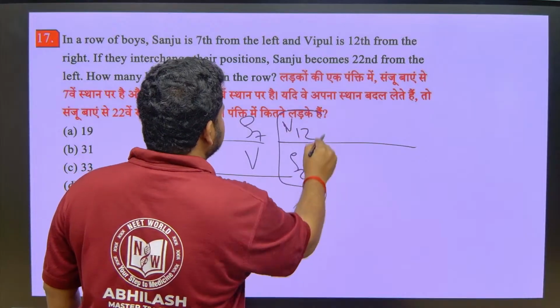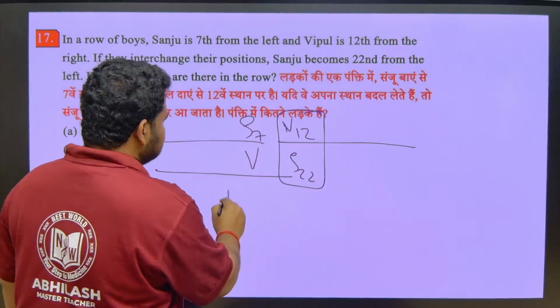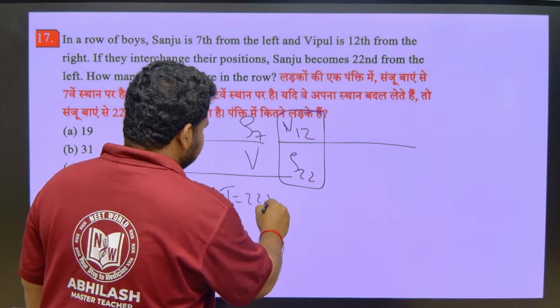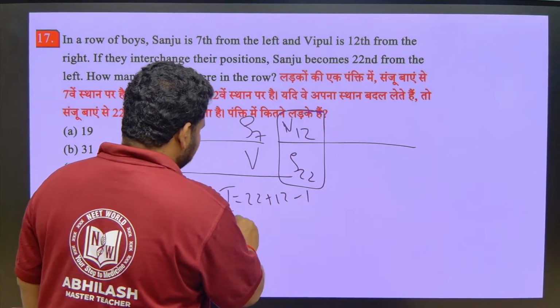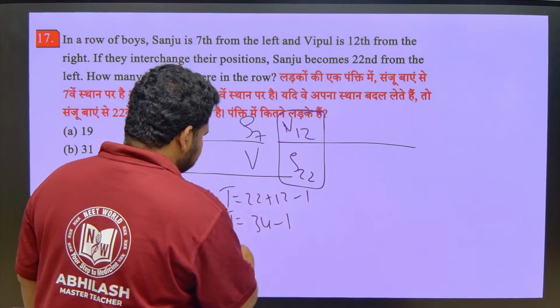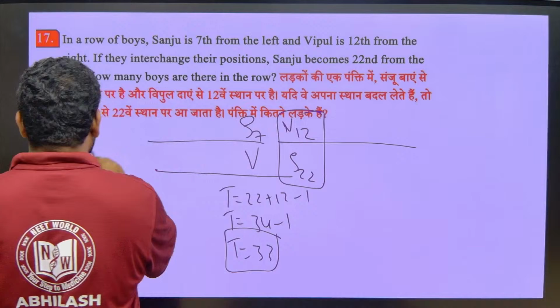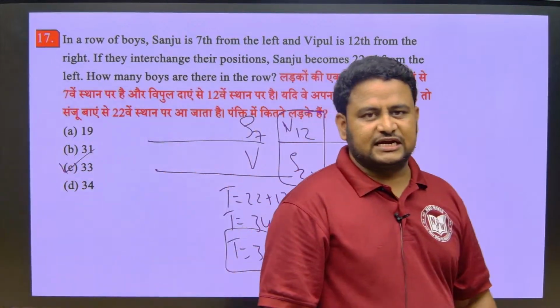Now we have to take this. They are asking how many persons are there in the row. So total is equal to 22 plus 12 minus 1. 22 plus 12 is how much? 34, minus 1, so total is equal to 33. The answer to this question is 33. Option C is the right answer, friends.